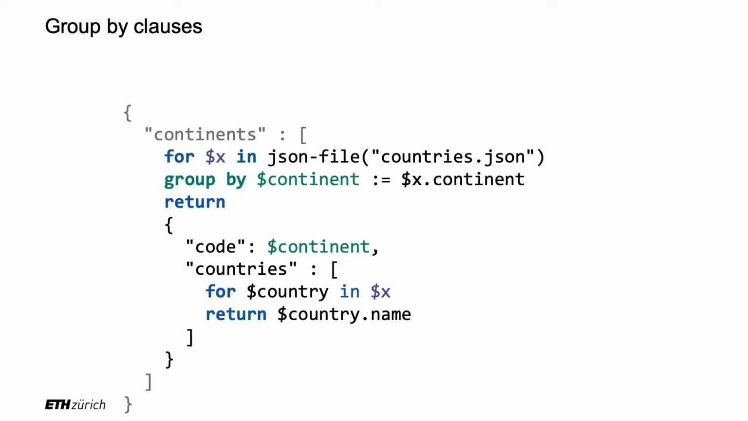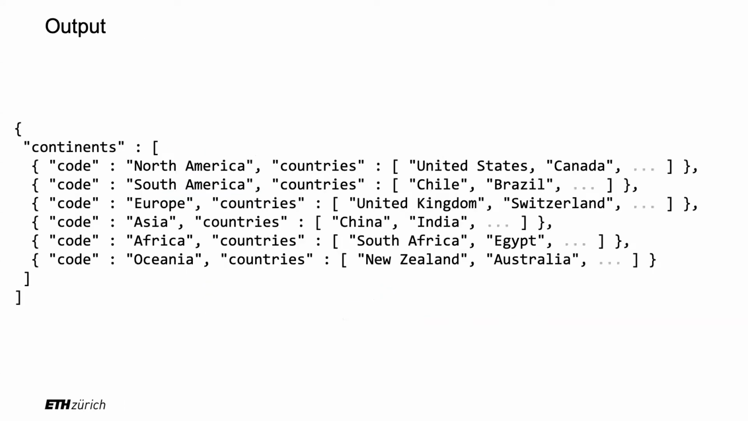Once you have done that, you have the code of the continent, and then in the countries, you see something you could not do in SQL. You can have this $x here, that is the sequence of countries within my continent, and you can add a nested for loop for each country in $x within my continent, return the name of the country. And this is what you get, basically, right? If you do it. Does it make sense? Yes? To you too? Yeah.